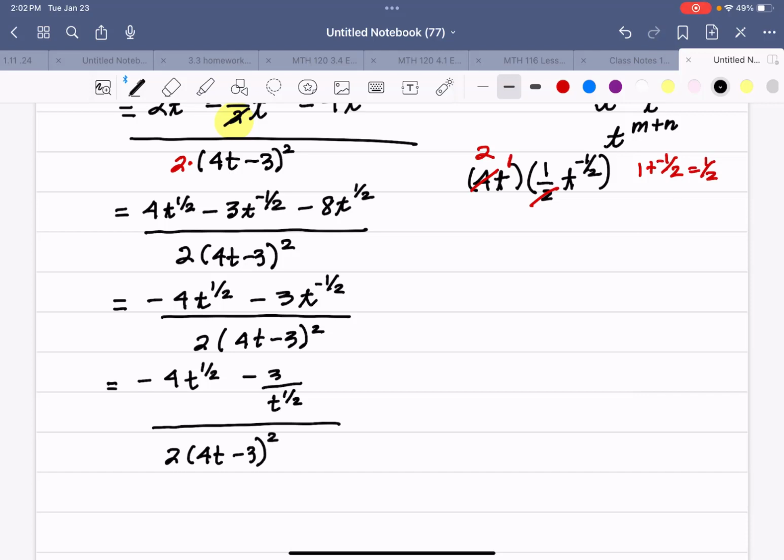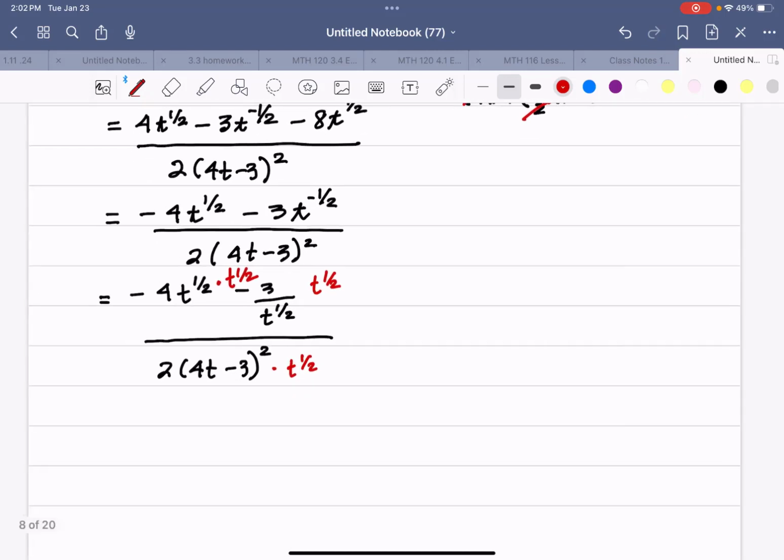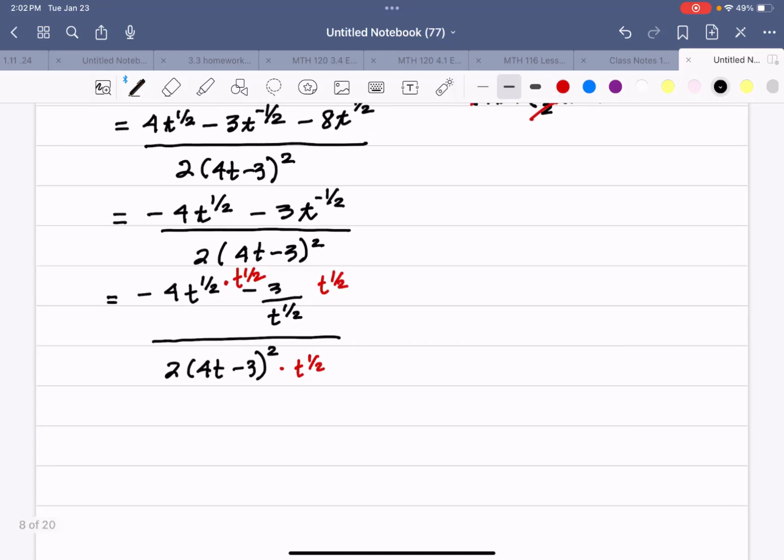So I'm going to do a similar thing that I did a few minutes ago, and I'm going to multiply all terms by this denominator, t to the 1/2. So I want to get rid of that denominator. I'll do this one too. All right? And remember, when you multiply, you add exponents. So this is going to be negative 4t, because a half plus a half is 1.